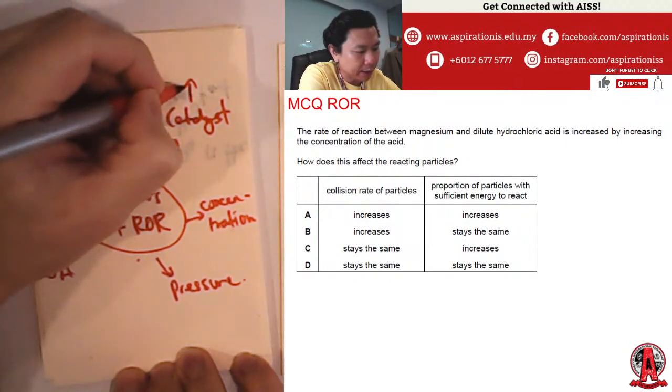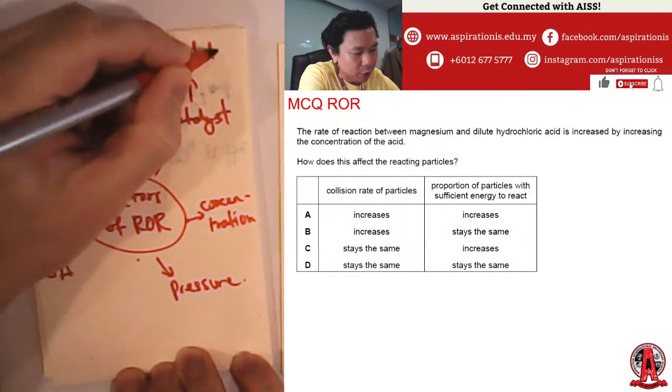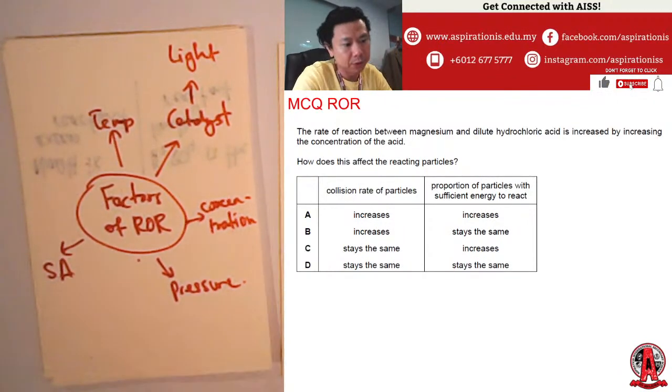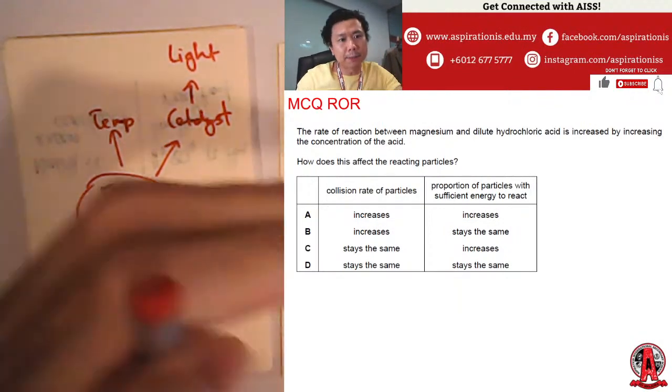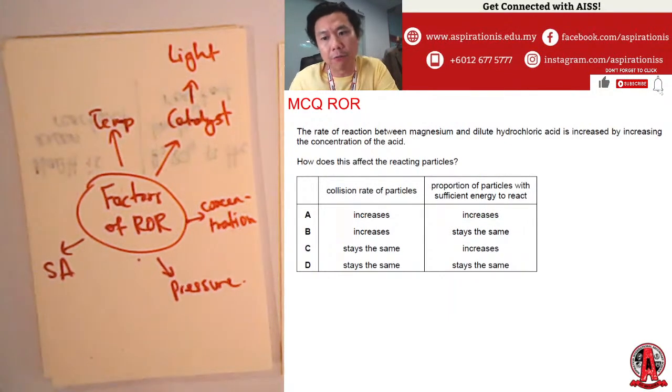And remember, under catalyst we have light. And I hope you remember photochemical reactions, right? You need to know at least 3 photochemical reactions. So that's the brief revision on rate of reaction that I just wanted to share.